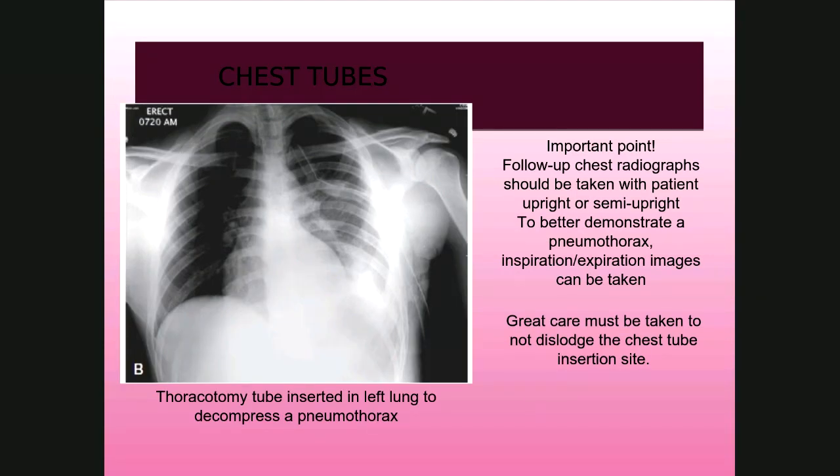When a patient has a thoracostomy tube, there absolutely is confirmation with a radiograph of line placement. And this picture says that the thoracostomy tube is inserted in the left lung to decompress a pneumothorax. Okay, so this is the left lung. You can kind of see the tubing up in here. And that patient has the tubing because this lung is not fully inflated.